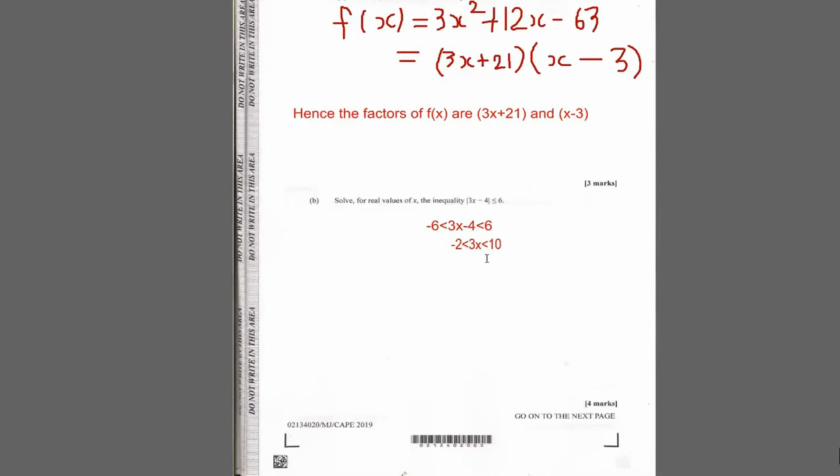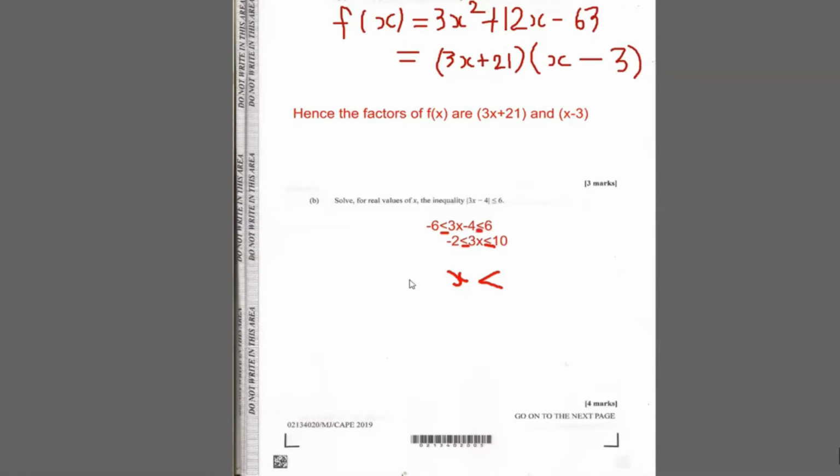And then we divide through by 3. Dividing through by 3, we're getting that x is between, oh, I forgot my less than or equal to, greater than or equal to. Don't forget those signs.